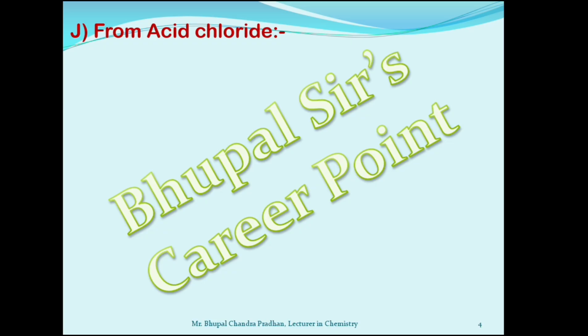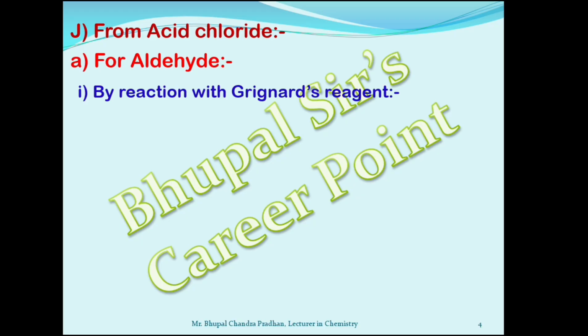Now let us go to how aldehyde and ketones are obtained from acid chloride. Preparation of aldehyde from acid chloride by reaction with Grignard reagent.